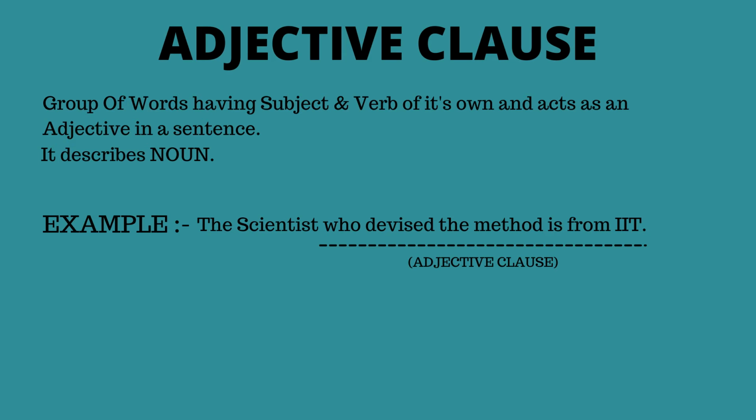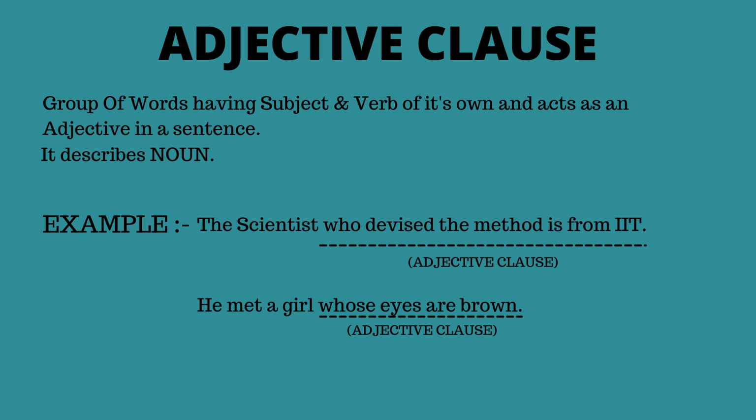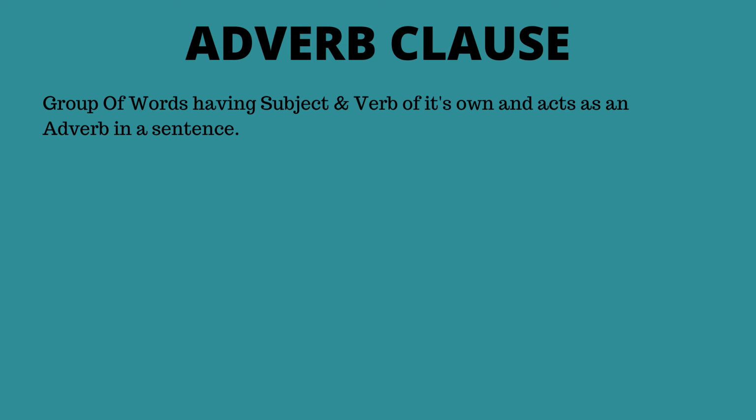Let's take another example. He met a girl whose eyes are brown. Whose eyes are brown is an adjective clause and it describes the girl. Now moving forward to the final clause, the adverb clause. It is a group of words having a subject and verb of its own and acts as an adverb in a sentence. It modifies a verb, adjective or adverb.